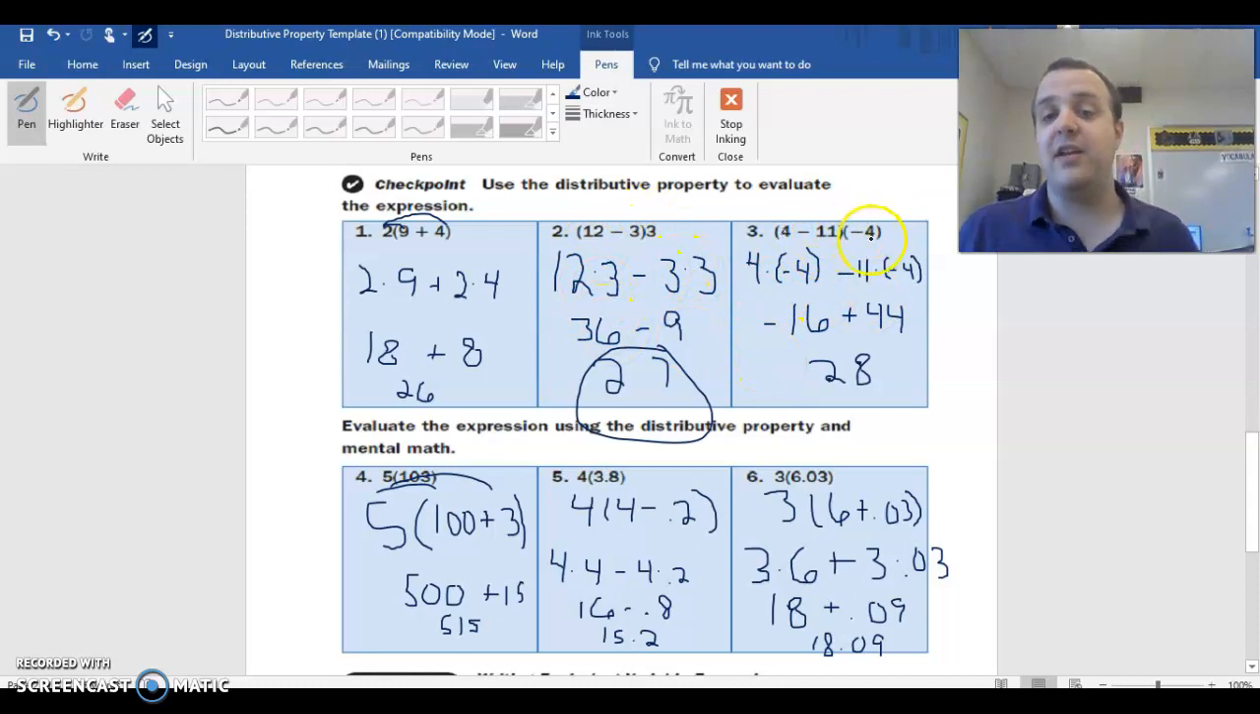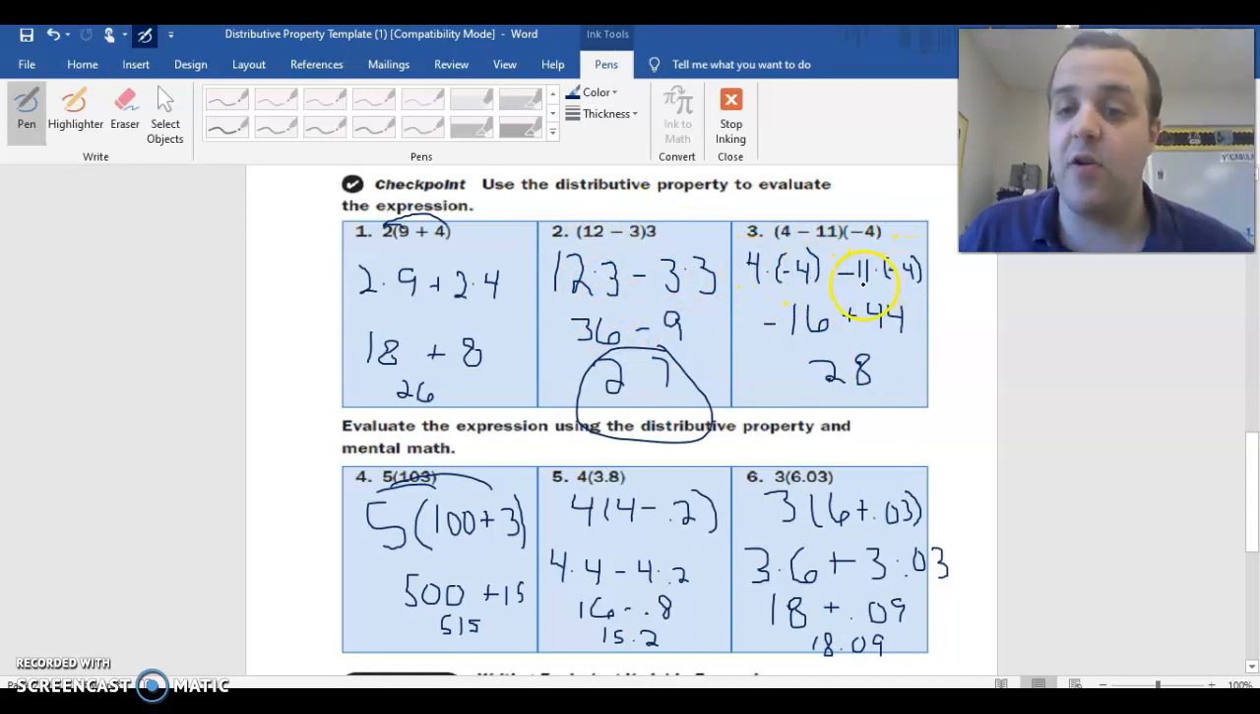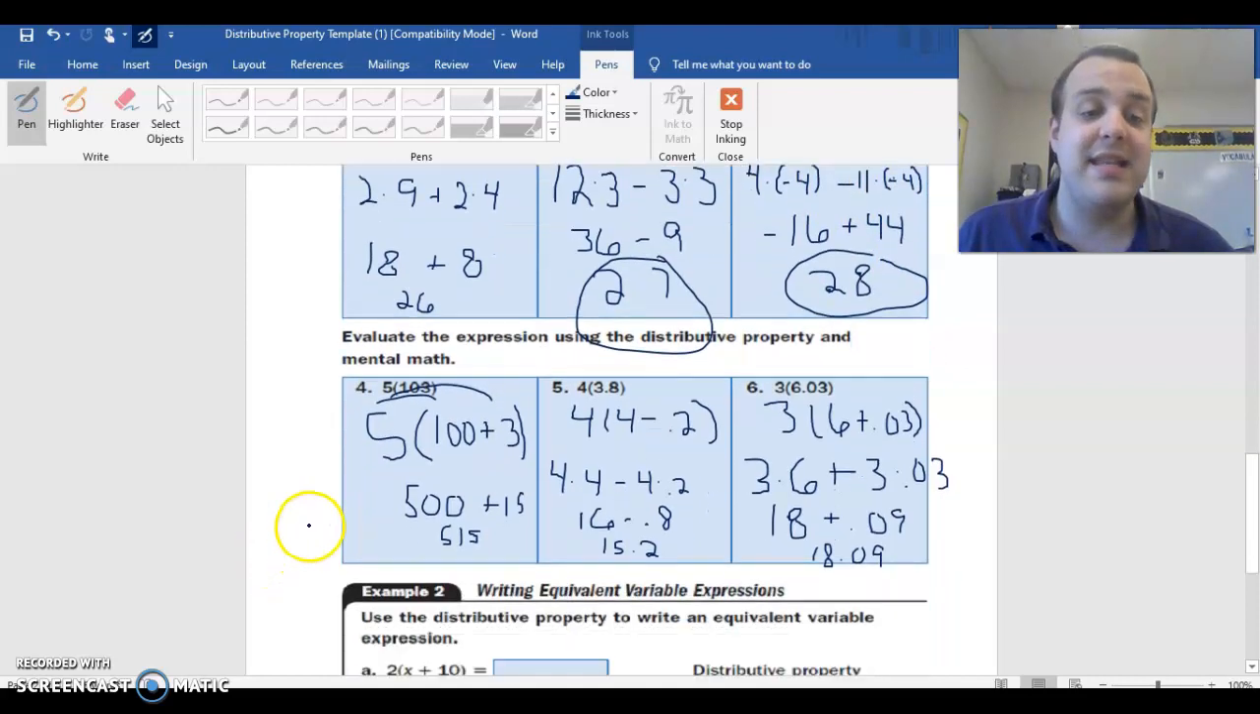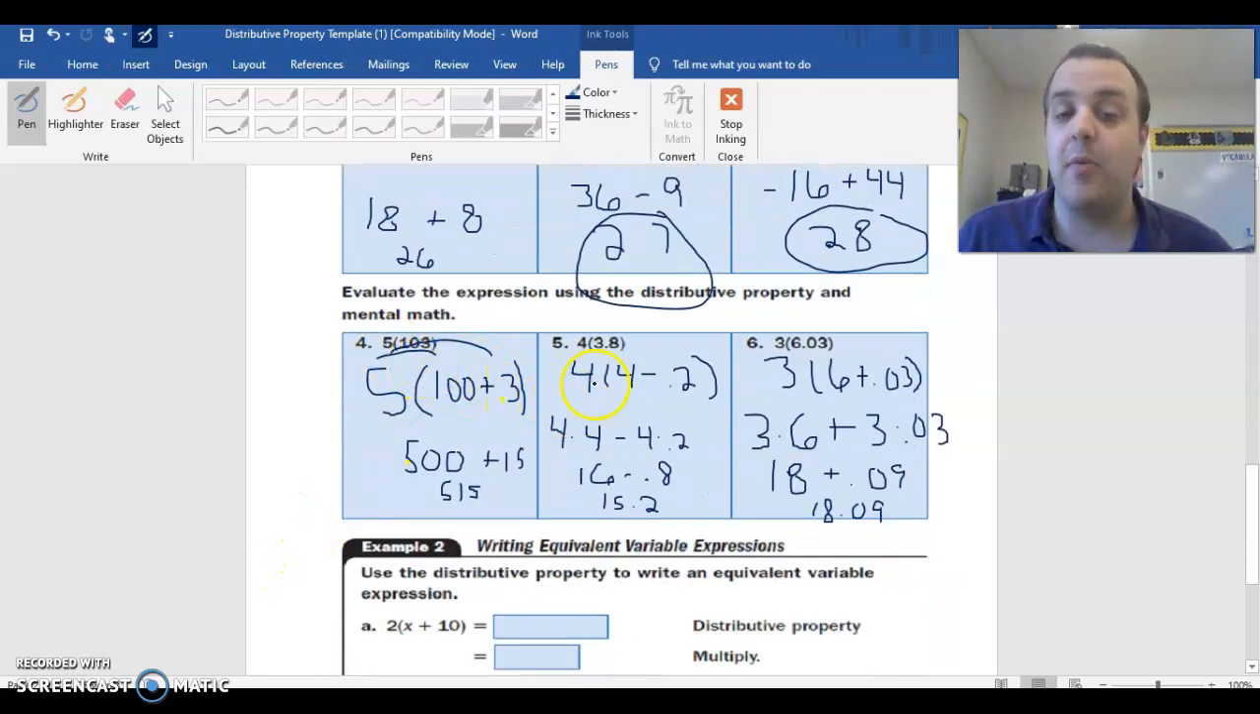Here I'm going to distribute the negative 4 through, so it's going to be 4 times negative 4 minus 11 times negative 4. Now for this one, 4 times negative 4 is negative 16. Negative 11 times negative 4 is a negative times a negative, which is going to turn into a positive 44. Please double check that one. If you have minus 44 there, make sure you double check that and make sure the negative times the negative is a positive. So we're going to put 28. Down here, we split the 103. Oh, we did that one already.